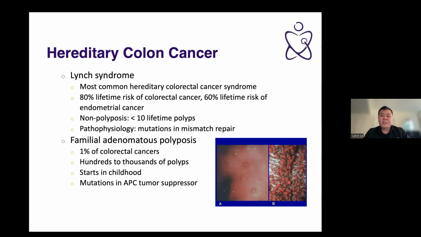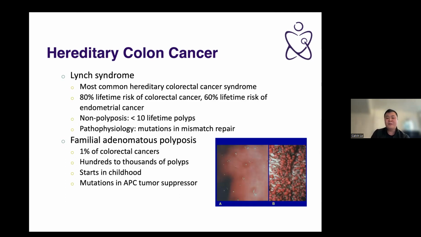So Lynch syndrome is the most common hereditary colon cancer syndrome. It accounts for about 3 to 4% of all colorectal cancers. Patients with Lynch syndrome have an 80% lifetime risk of colon cancer. They're also at risk for other cancers like endometrial cancer, about 60% lifetime risk there. Lynch syndrome is what's called a non-polyposis type syndrome, so patients actually don't develop a ton of polyps, less than 10 in their lifetime. And the pathophysiology is that it's caused by mutations in DNA mismatch repair genes.